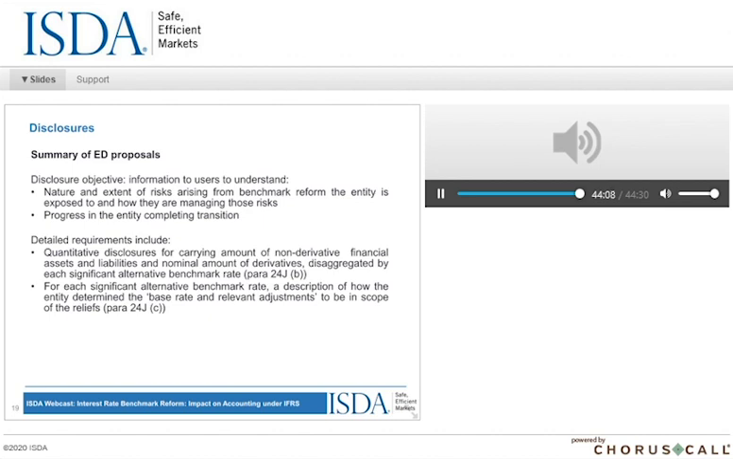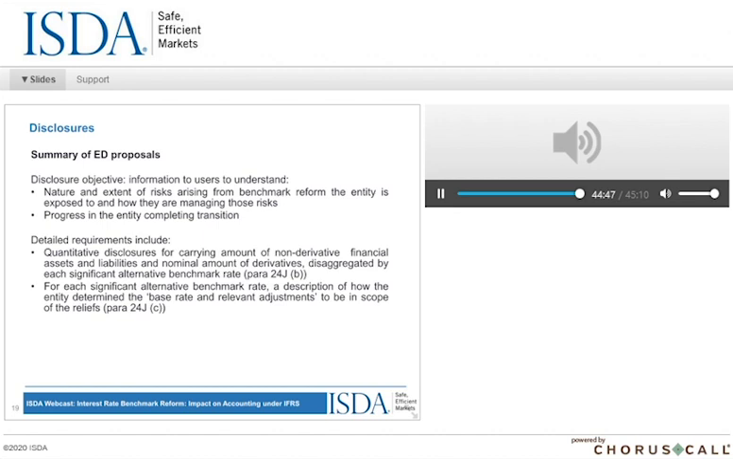This overall objective is broader than requiring disclosure only for those financial assets and liabilities which the entity has utilised the available relief set out in the ED for, and is intended to provide a more holistic insight into the entity's exposure to IBOR rates and its transition away from those rates to alternative benchmark rates. To meet this broader disclosure objective, the ED set out a number of more detailed requirements, including a requirement to provide quantitative disclosure of the carrying amounts of non-derivative financial assets and liabilities and the nominal amounts of derivatives referencing benchmark rates, disaggregated for each significant rate.